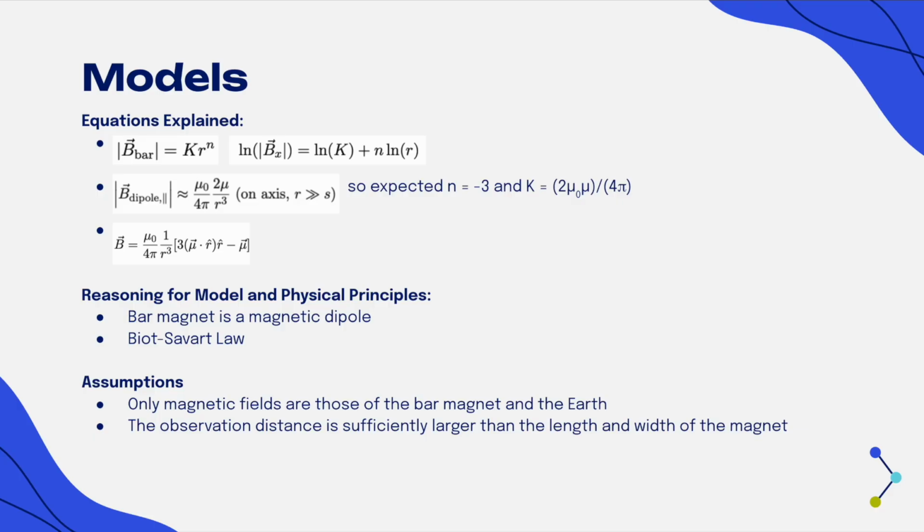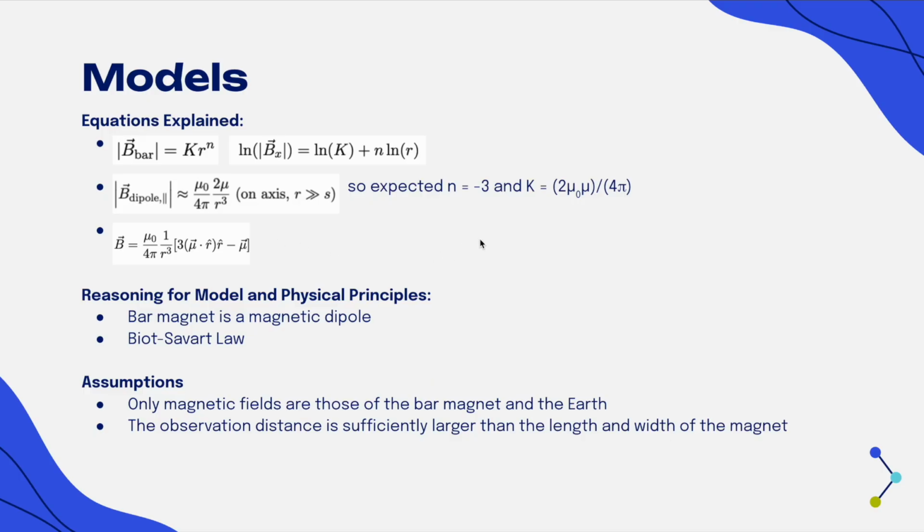These are the equations that we use. We assumed that the magnitude of the bar magnet's field was in the form k r to the n, where n was a constant to be found. As an extension, we have this expression in terms of logarithms. And to check our answer, we use the fact that the magnetic field of a dipole can be modeled by this equation right there, and this one right here as well.